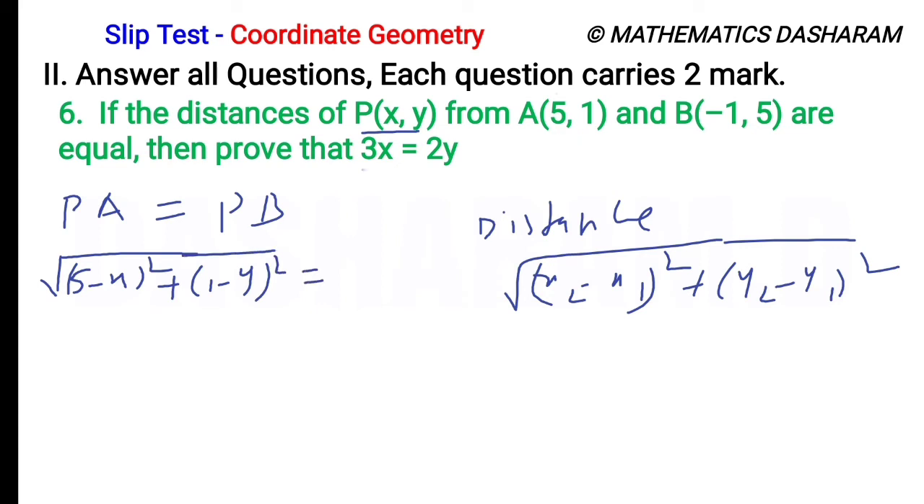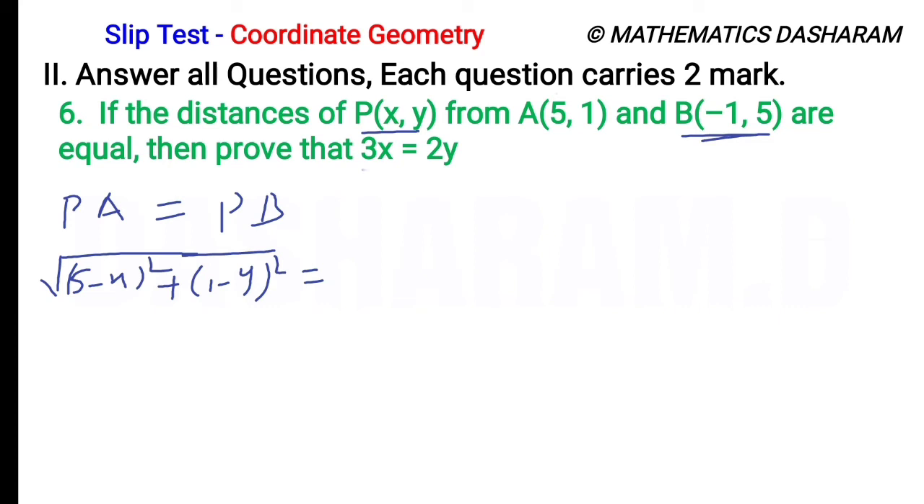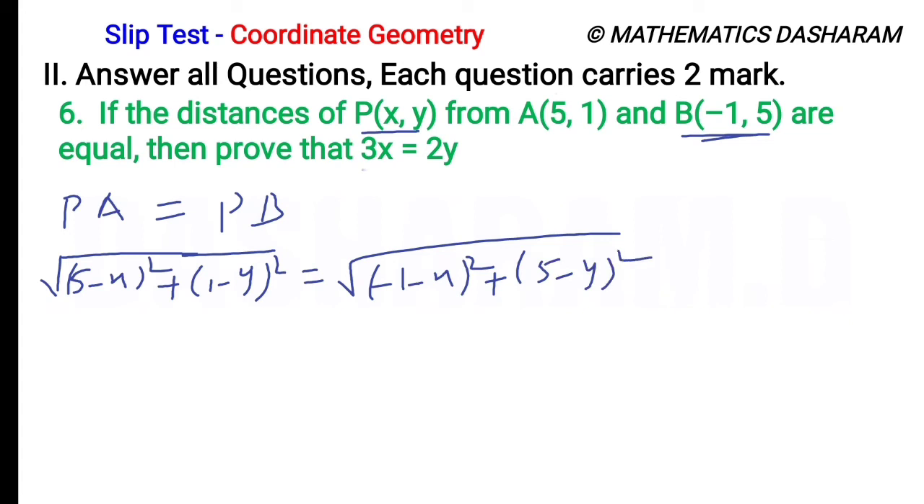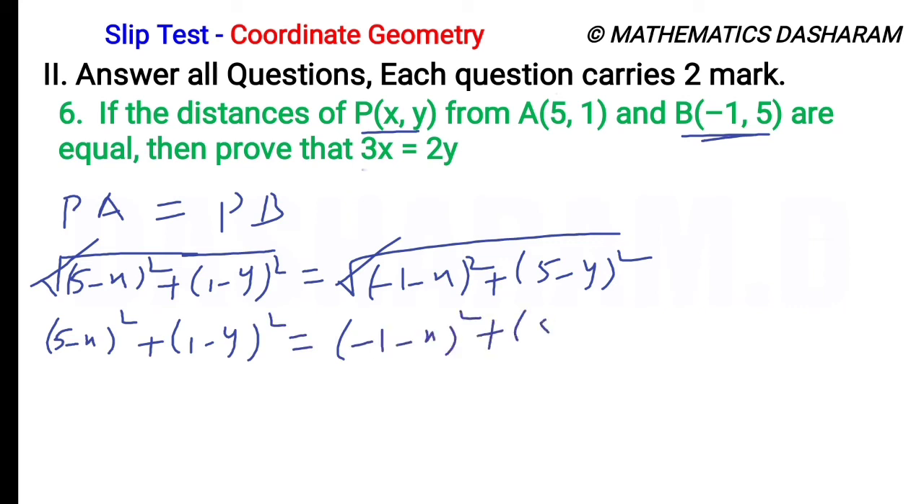So PB means point P and point B. Under root (x2 - x1), that is (-1 - x) whole square, plus (y2 - y1), (5 - y) whole square. We can cancel the square root on both sides. So (5 - x) whole square plus (1 - y) whole square equals (-1 - x) whole square plus (5 - y) whole square. Here for every term we can apply the (a - b) whole square formula. So (a - b) whole square equals a square plus b square minus 2ab.